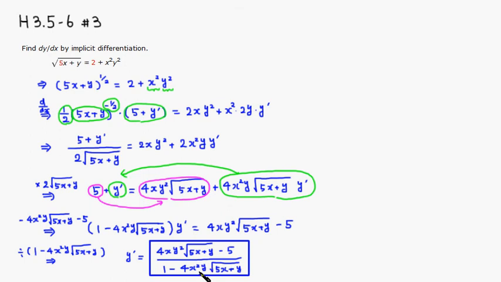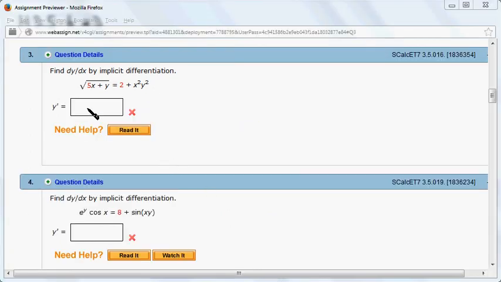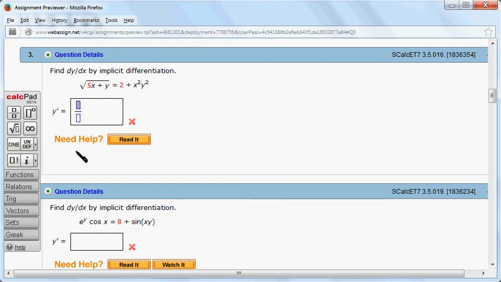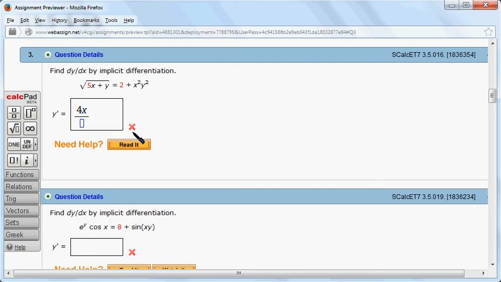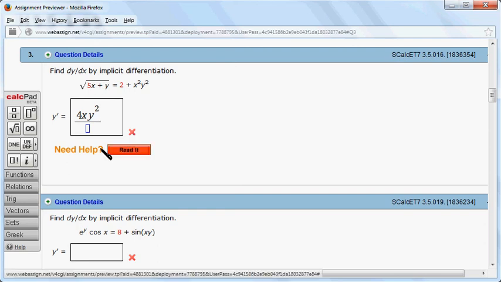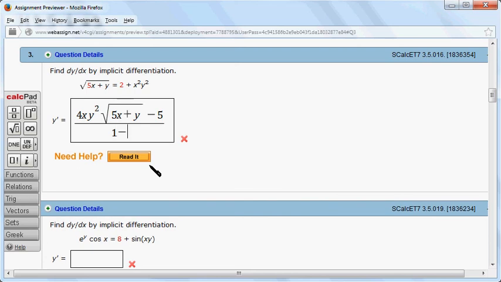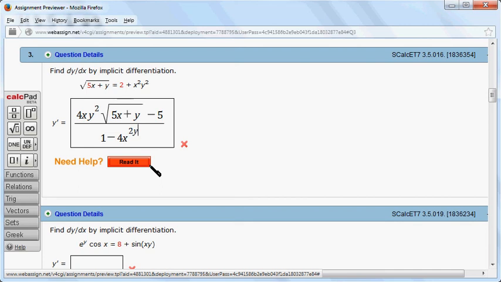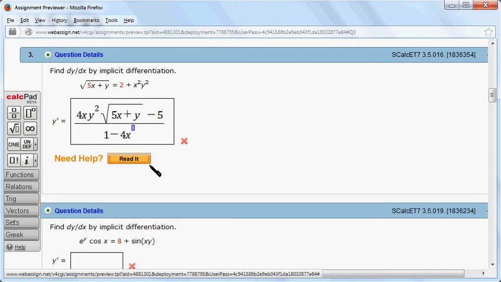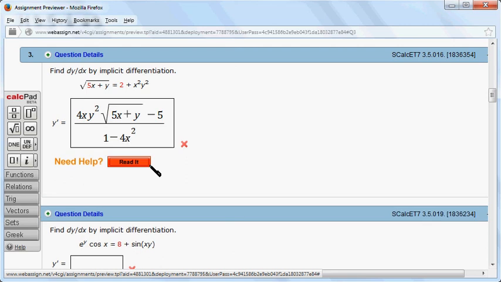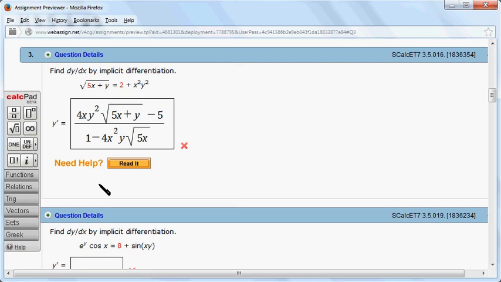All right, so let's type it in to see if it's correct. What we found was, so we need a big fraction here. 4xy squared, and then you have a square root of 5x plus y, and then outside the square root minus 5, and divided by 1 minus 4x squared y, square root of 5x plus y. All right, so let's check the answer.